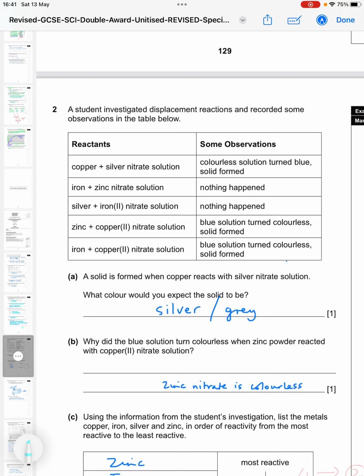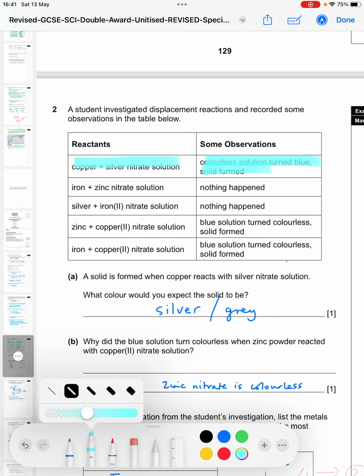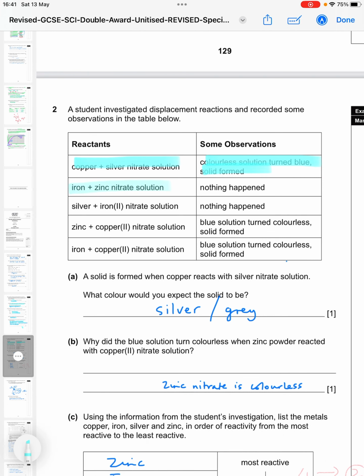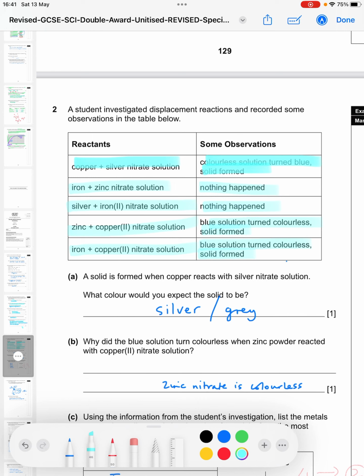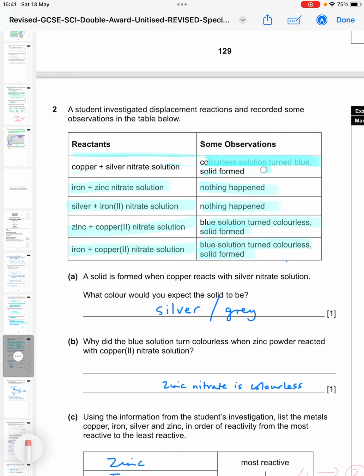Question 2. A student investigated displacement reactions and recorded some observations in the table. So the observations and the reactions are given. Copper and silver nitrate solution, colourless solution which turned blue and solid formed. Iron and zinc nitrate, nothing. Silver and iron 2 nitrate, nothing. Zinc and copper 2 nitrate, you had a blue solution which turned colourless and a solid formed. And iron and copper 2 nitrate, blue solution turned colourless and a solid formed.